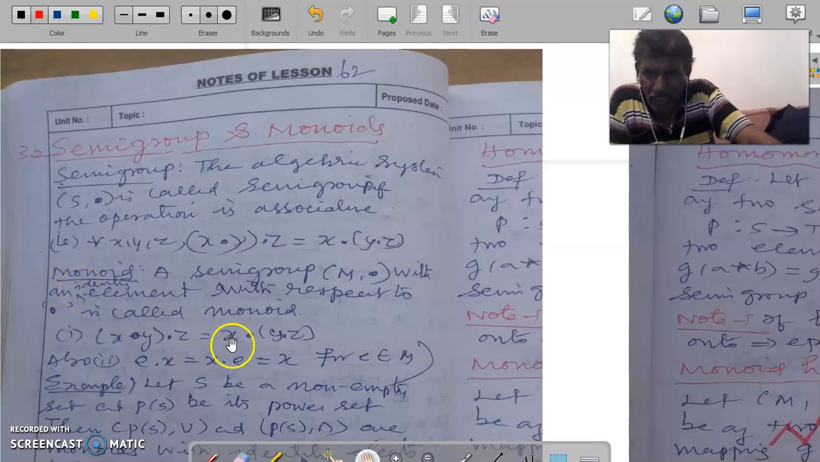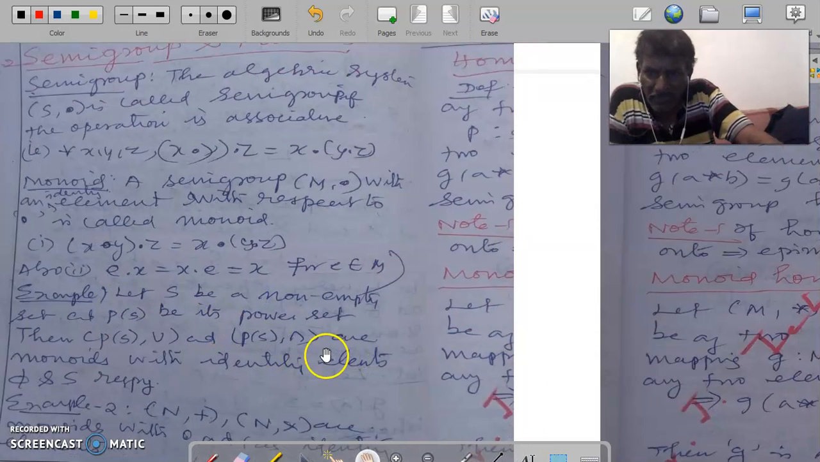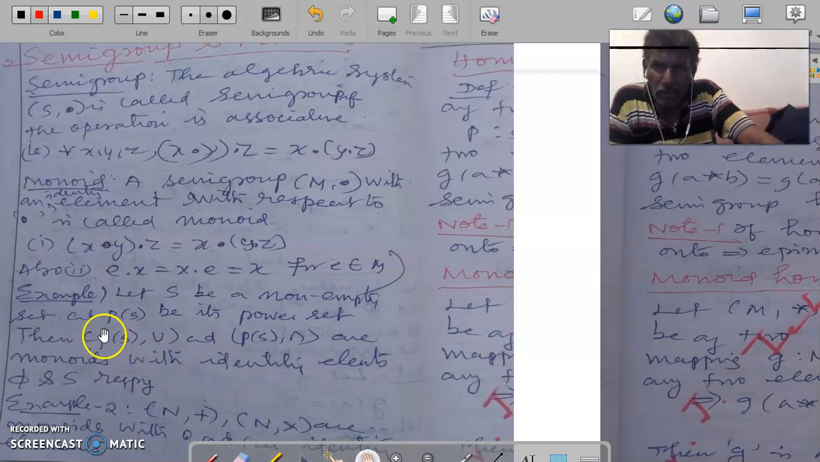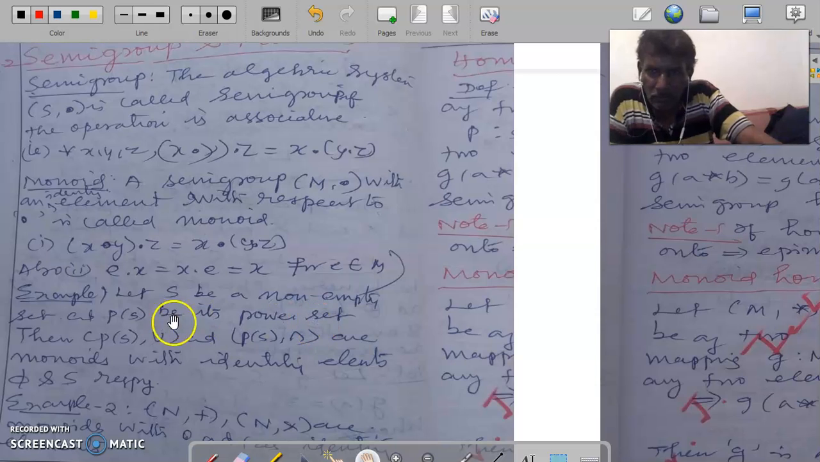Okay, and the example, we can take this. It's a good example in the set language. The power set of S with intersection and the power set of S with union. These two are monoids with identity elements S and phi. And if it is a monoid, automatically it is a semigroup.